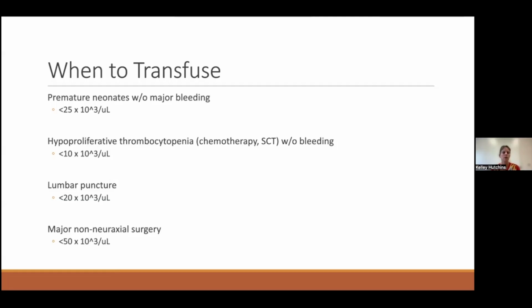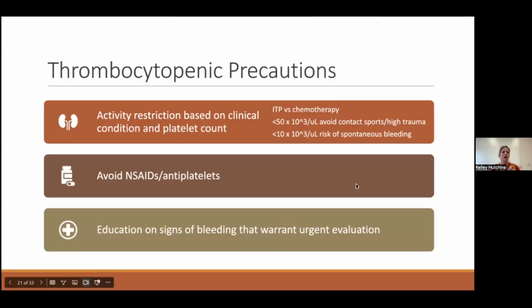For patients who are getting lumbar punctures, generally you want them over 20,000. And then for major non-neuraxial surgeries, over 50,000. And always providing thrombocytopenic precautions.